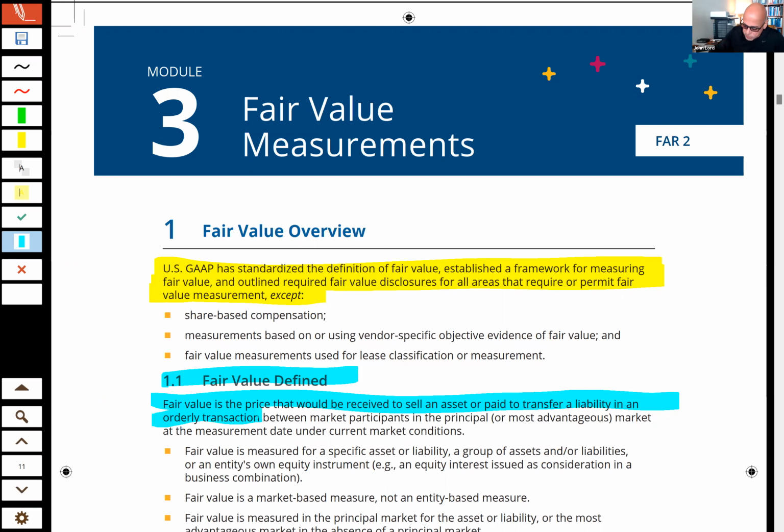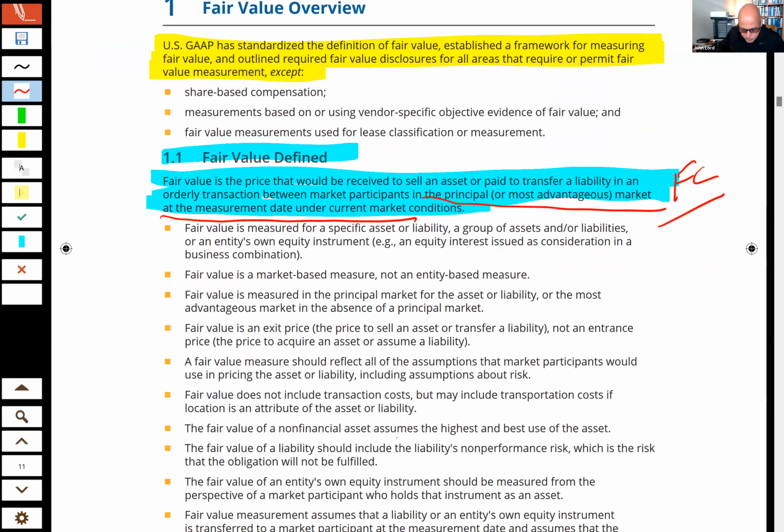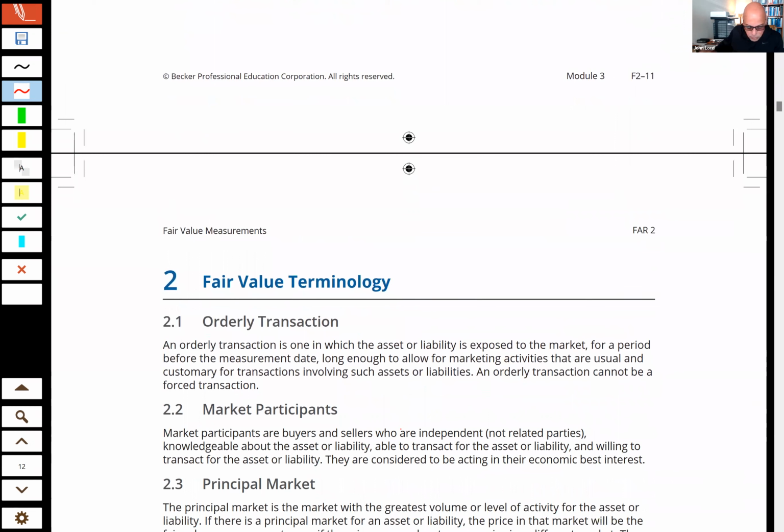So that's what we mean by an orderly transaction between market participants in the principal or in the most advantageous market. We're going to see that the principal market is the market in which the greatest volume of transactions happen. Most advantageous is going to be the best price after we consider transaction costs, and we'll get into that coming up on the next page. So we look to either the principal market, the one with the most activity. If there isn't a principal market, then we should use the most advantageous market. Again, when we talk about an orderly transaction, there's an ability to market activities that are usually customary for whatever the transaction is. It's not a forced transaction, it's not a fire sale. We have time to market, etc.